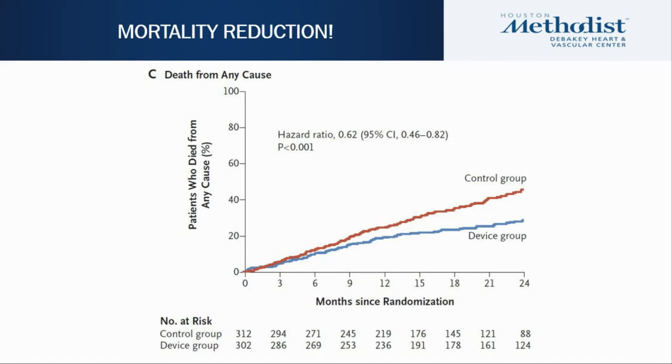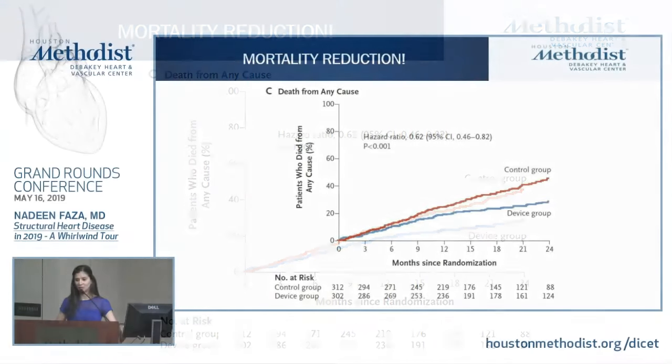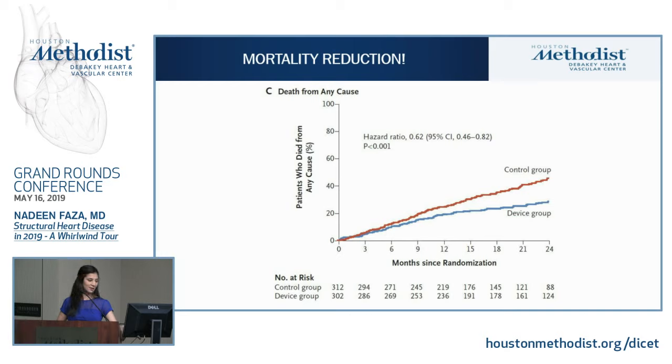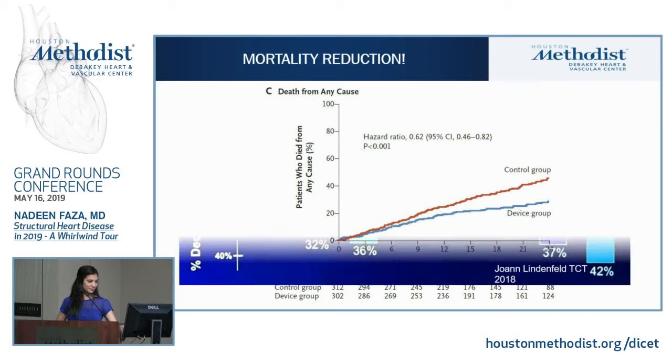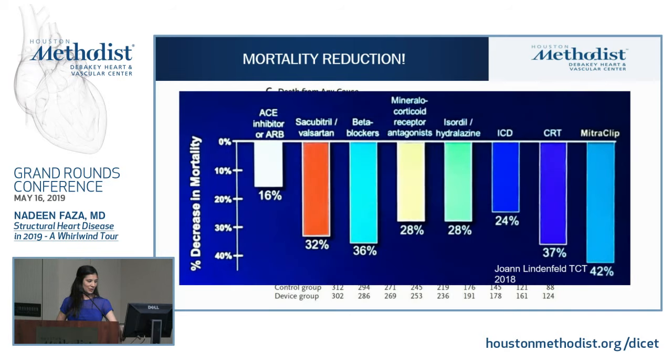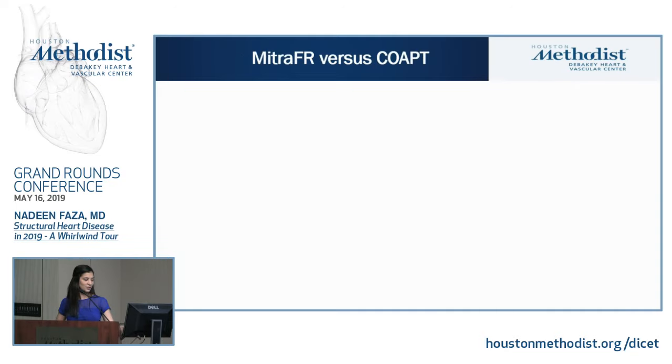The MitraClip was also associated with a mortality reduction in the device group as compared to the control group who received the optimal medical therapy. And when you compare it to the guideline-directed medical therapy medications, ICDs, and CRTs, the MitraClip device was associated with a 42% decrease in mortality. And this was major news for all the structural heart disease cardiologists and the heart failure specialists.